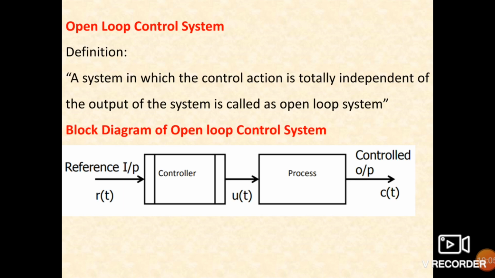Open loop control system. Okay. This open loop control system has two sections. One is the controller, another one is the process. The reference input or the input signal is given to the controller and the controlled output is obtained from the process. Both the controller and process are connected in series in an open loop control system. We will see an example for an open loop control system.